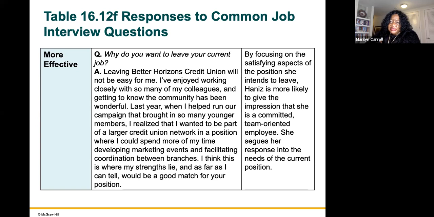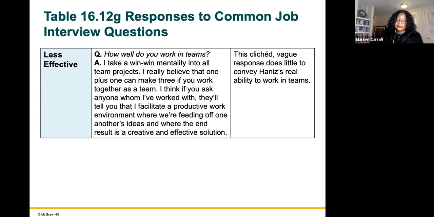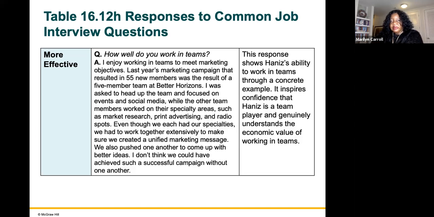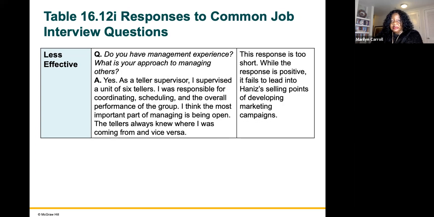Now, by focusing on the satisfying aspects of the position she intends to leave, she is more likely to give the impression that she is a team-oriented employee. She sets her response into the needs of the new position. And so here's another example of how well she works with teams. And here's a better example of how she could work with teams.